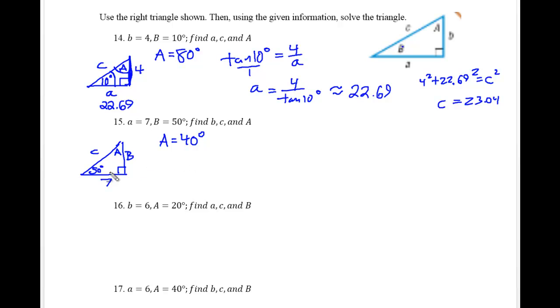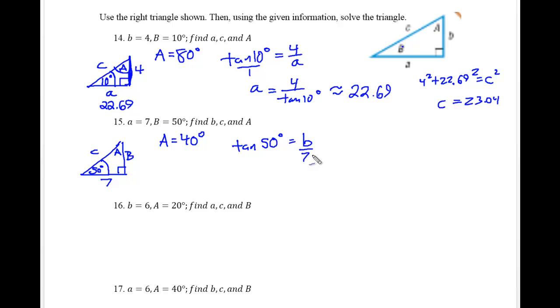To find, in this case, side B, I'm going to use the relationship between the 50 degrees and the opposite and adjacent sides, which is going to be tangent. So the tangent of 50 degrees is equal to B over 7.